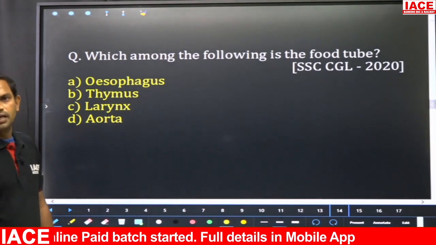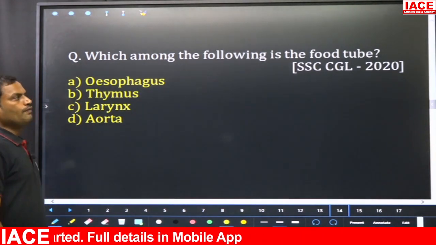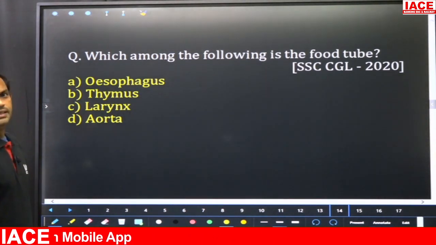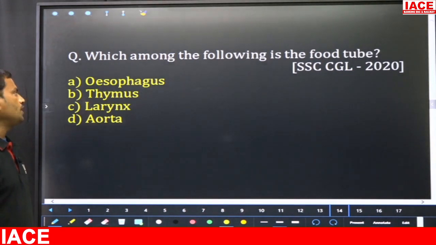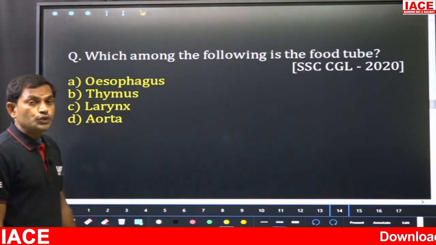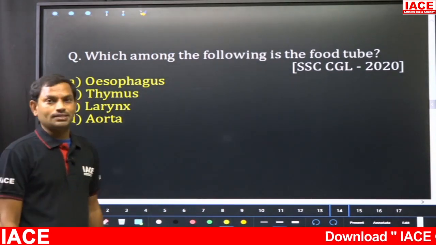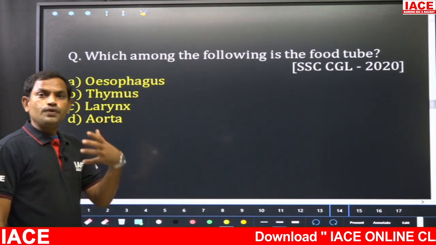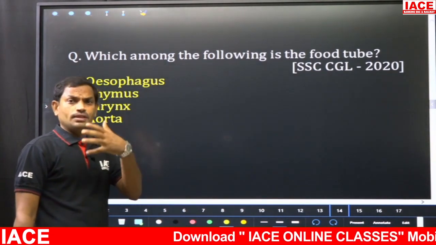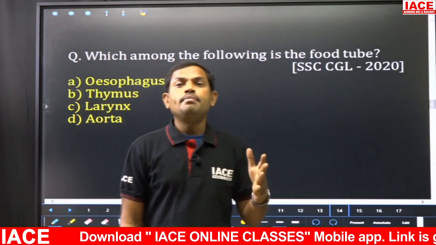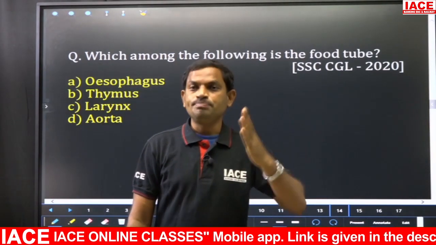So the timer is off. Which among the following is the food tube? This question appeared in SSC CGL 2020. Food tube means the tube through which food is passed, right? We know that food is passed from mouth to anus, that is the alimentary canal. This alimentary canal starts from the mouth and ends with the anus.